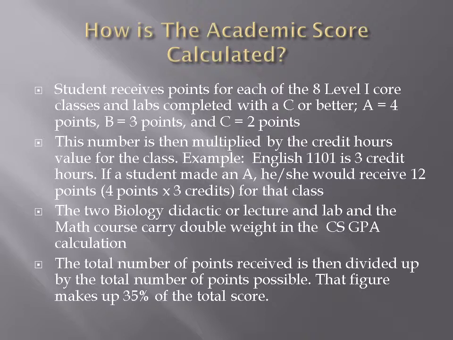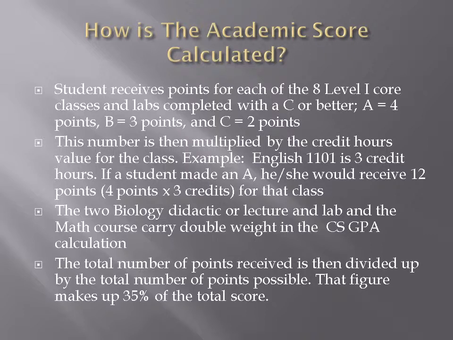A student receives points for each of the 8 Level 1 core classes and labs completed with a C or better. An A equals 4 points, a B equals 3 points, and a C equals 2 points. This number is then multiplied by the credit hour value for the class. Example, English 1101 is 3 credit hours.